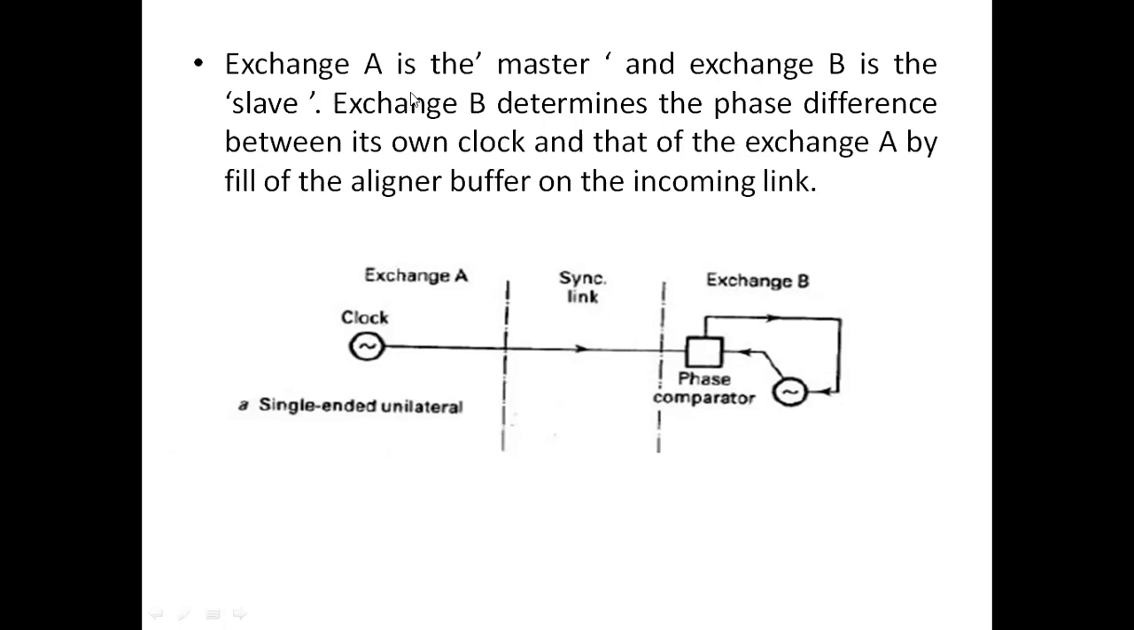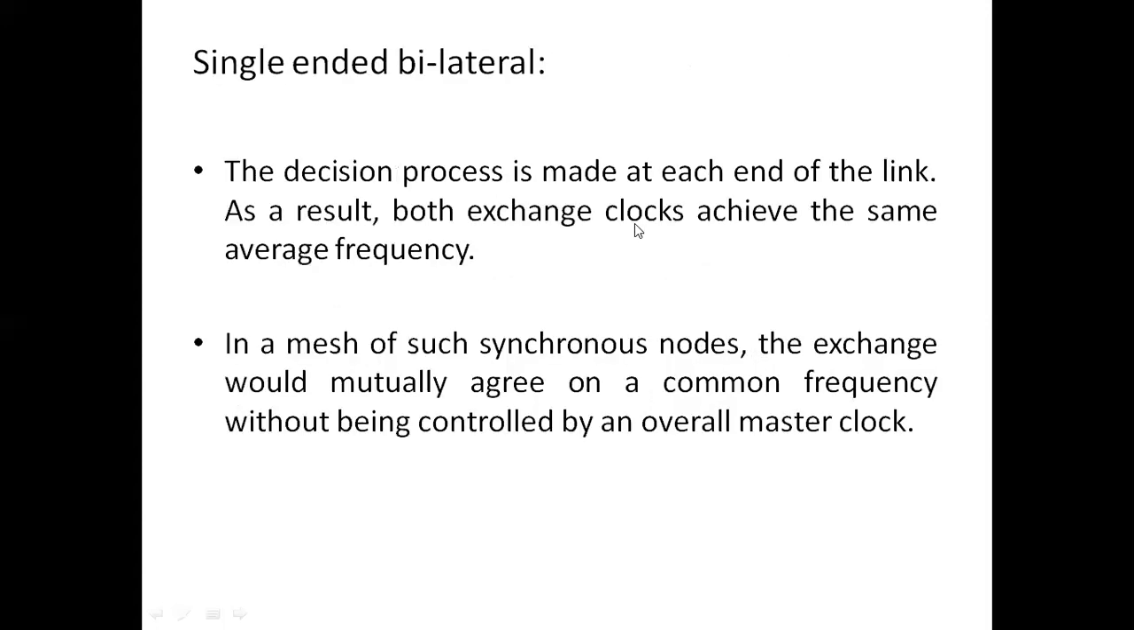As it says, exchange A is the master and exchange B is the slave. Exchange B determines the phase difference between its own clock and that of exchange A by the fill of the aligner buffer on the incoming link. You can also do the alignment operation, and you can adjust the frequency of operation of exchange B.